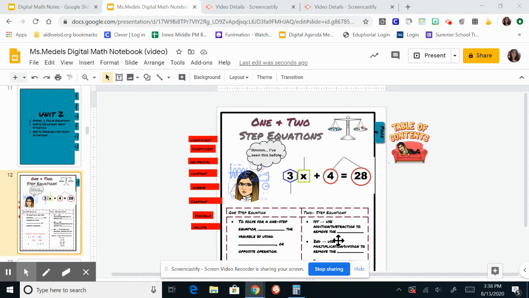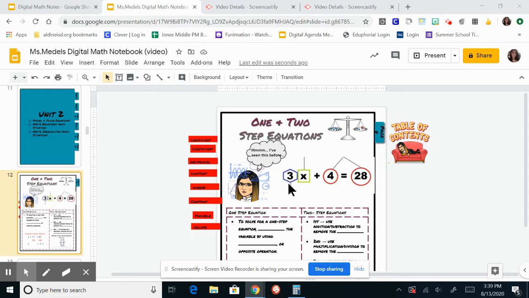Today we are going to be reviewing one and two-step equations. You have actually already done these in the past, so this is just a review. So that's kind of what my Bitmoji is saying. Okay, so this is an example of an equation. This is actually a two-step equation, but it'll work for the purposes that I need.